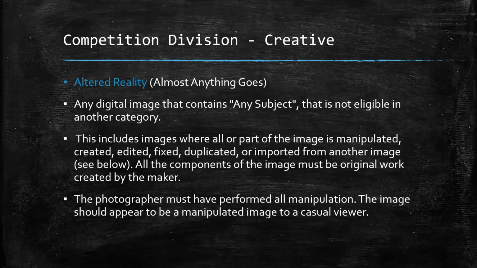Okay, so this includes images where all or part of the image is manipulated, created, edited, fixed, duplicated, or imported from another image. All the components of the image must be the original work created by the maker. So you're going to be blending images, you're going to use other parts of images, but they all must be your own. The photographer must have performed all the manipulation, and the image should appear to be manipulated to the casual viewer. Okay, so now we can go to the next one.